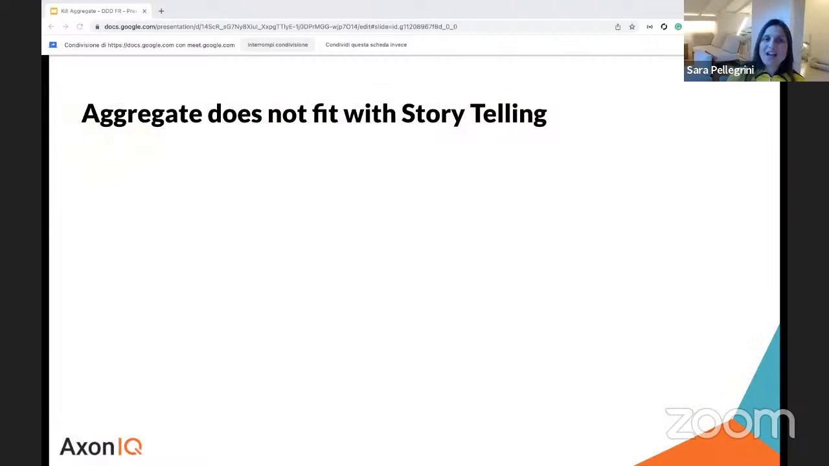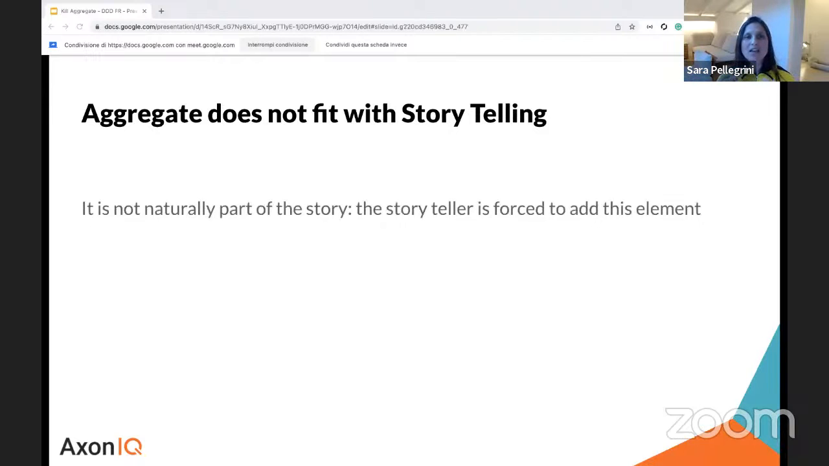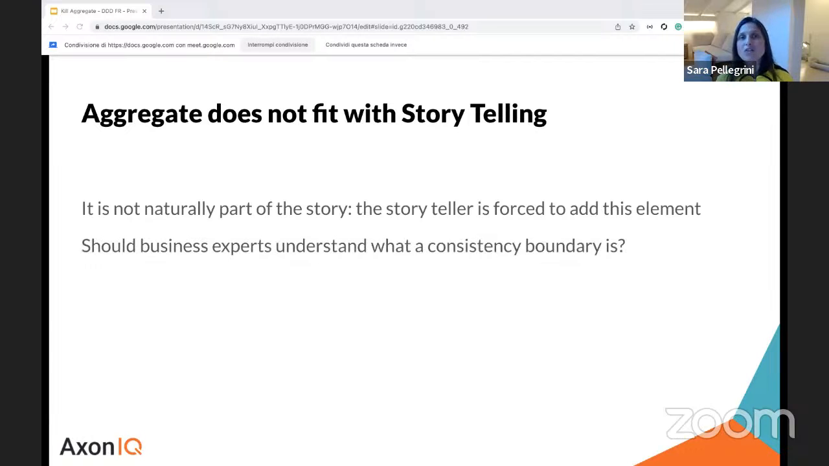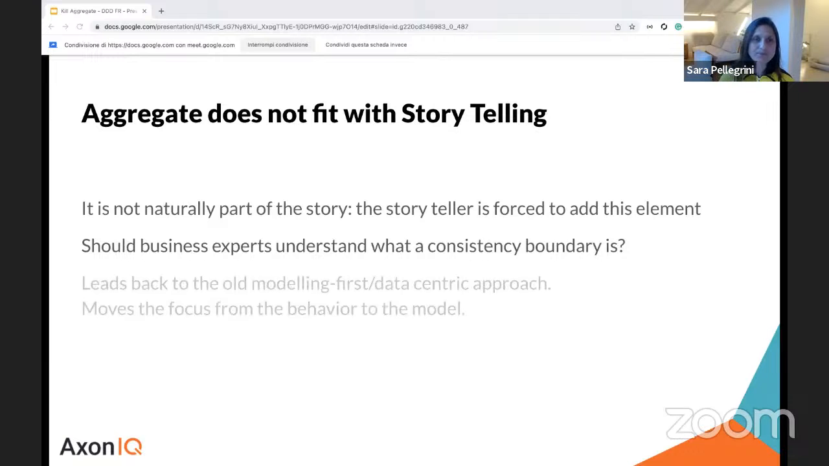So the introduction of the aggregate in the storytelling breaks the fluidity of the discovery process. It is an element that does not emerge naturally from the story. We technicians try to forcefully introduce it to satisfy our needs. The aggregate was created to respond to a technical requirement. Business experts should absolutely not worry about understanding the technical aspects of our architecture. Nevertheless, they are somehow asked to identify precisely these elements that are technical by definition. And furthermore, the aggregate brings our attention back to the model, away from the behavior.